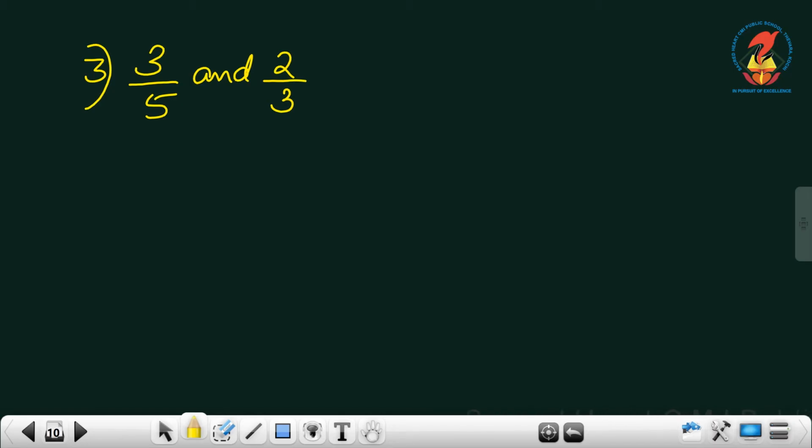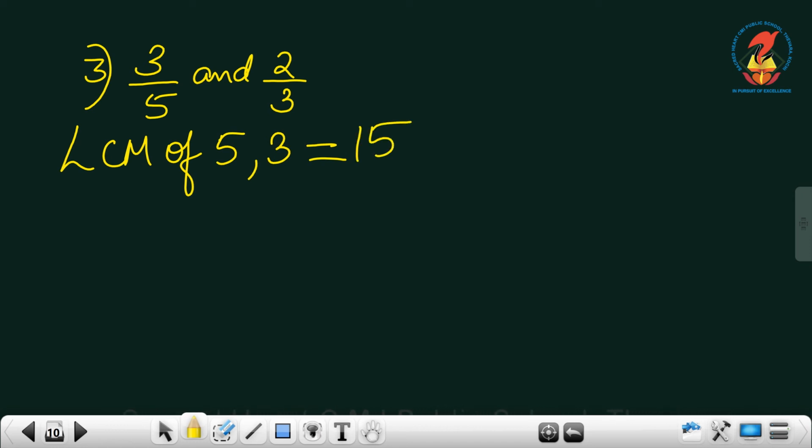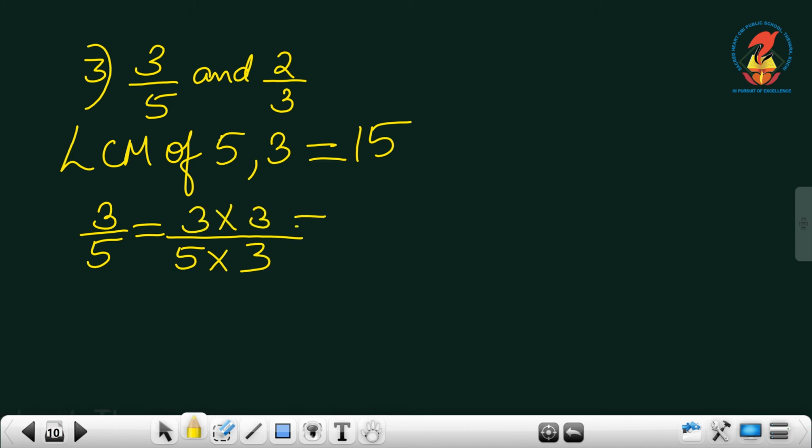3 by 5 and 2 by 3. Again, LCM of 5 and 3. Do the prime factorization. LCM is 15. Now take the first fraction, 3 by 5. 5 into which number gives the answer 15? 5 into 3 gives 15. So multiply 3 to the numerator also. What will you get? 9 by 15.